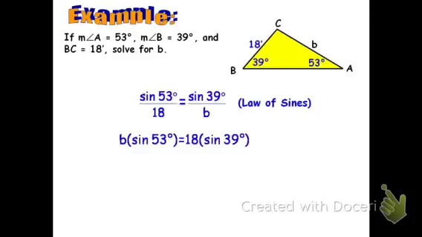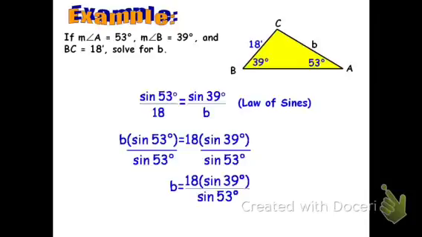Now it doesn't matter which one comes first. I could take that 18 sine of 39 degrees and put that first and say that the 18 sine of 39 equals the B sine of 53 degrees. And it won't make a difference. My next step would be to isolate the variable, meaning I want to get B by itself. So to undo B times the sine of 53 degrees, we'll divide both sides by the sine of 53 degrees. And we get that B equals 18 sine of 39 degrees over the sine of 53 degrees.